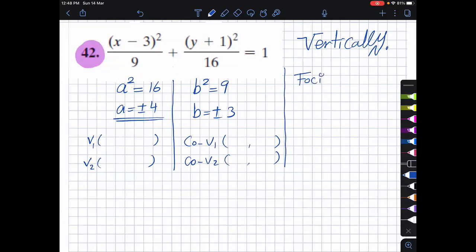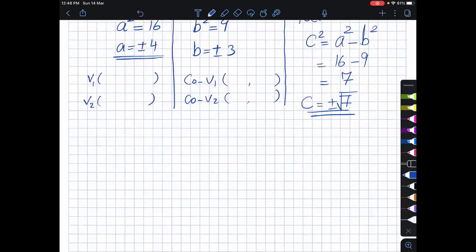The foci. c squared equals a squared minus b squared, which equals 16 minus 9. So it's 7. So c equals positive or negative radical 7.